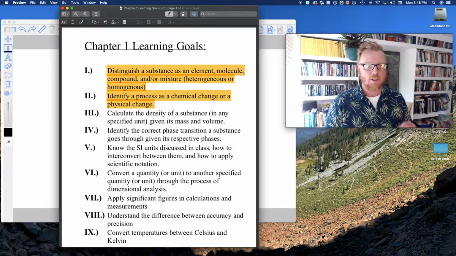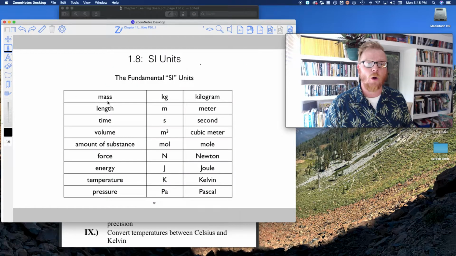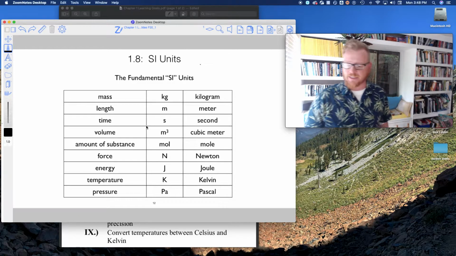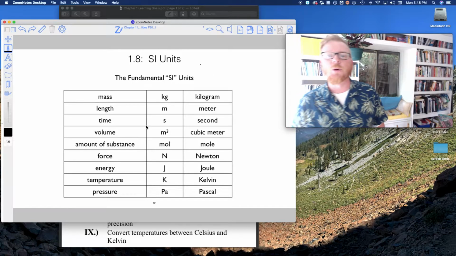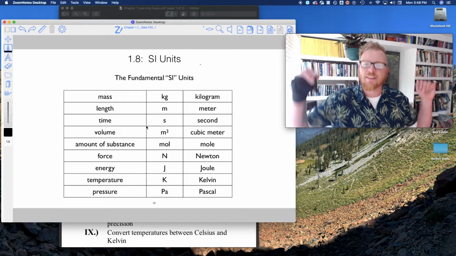Okay, so identify the correct phase transition a substance goes through given its respective phases. Yeah, we definitely talked about that. Okay. And now the rest of these, as you can see, probably don't look very familiar. That's because I'm going to talk about them right now in this lecture. Okay, so we'll come back to this and see how we're doing. All right, so here we go. I've got my lecture slides that we're going to continue on. Let's do it. Okay, and if the air horn gets annoying, I don't care because I love it.